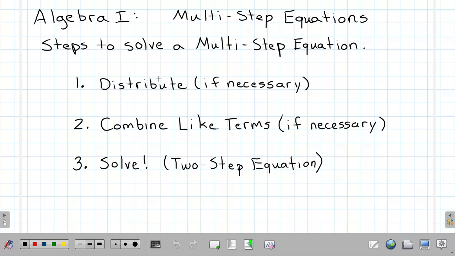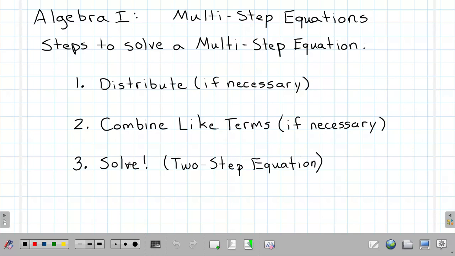Now, I keep saying distribute. Well, what does that mean? That means we need to use the distributive property to simplify something, if necessary. After we use the distributive property, we then go down to combine like terms, once again if necessary. As you'll see in example 2, there's actually no combining of like terms that you have to do. So you only distribute, and then you go down to the third step, which is solve the equation.